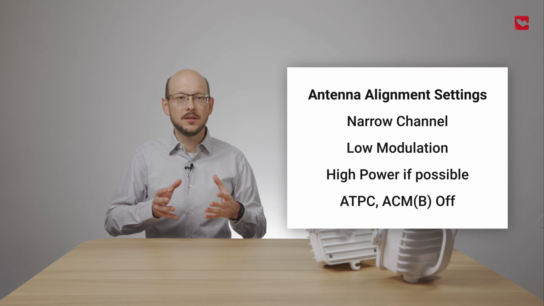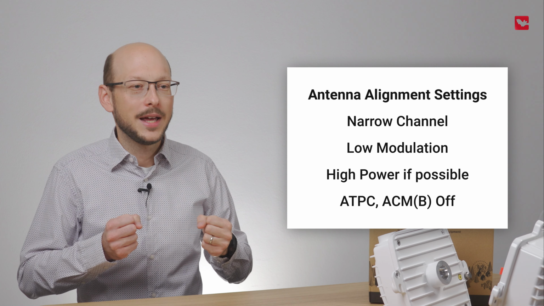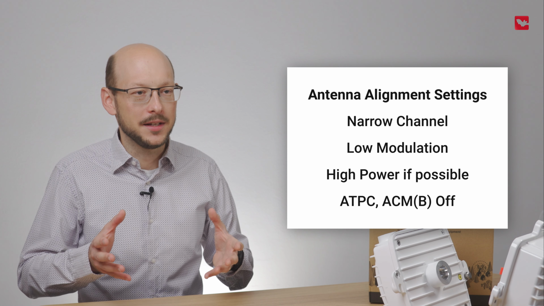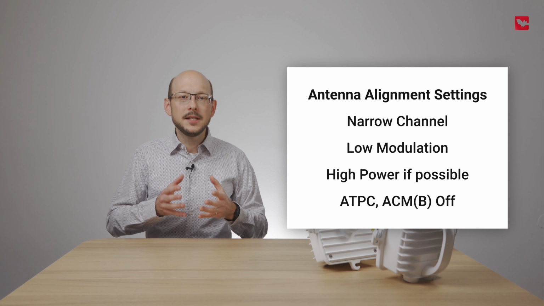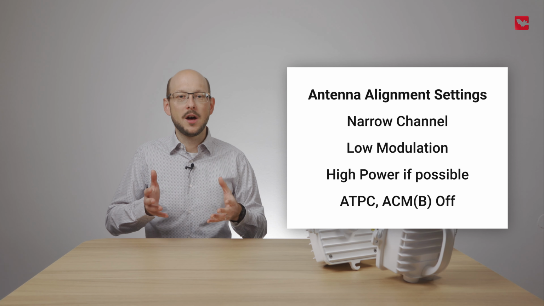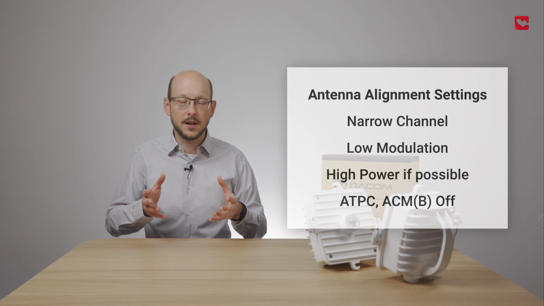Let's use this knowledge to align a RAY324 link. Before alignment, always make sure to use a narrow channel, low modulation, and high power where possible. Such a setting makes it the easiest to catch the signal from the other side. Also, ATPC and ACM or ACMB functions should be switched off, since they may cause RF output power fluctuation during alignment.